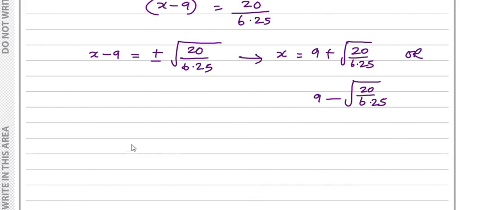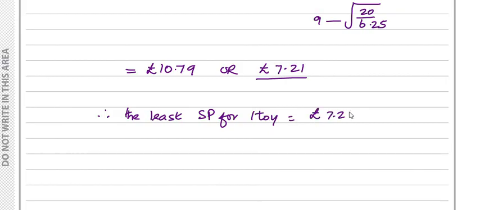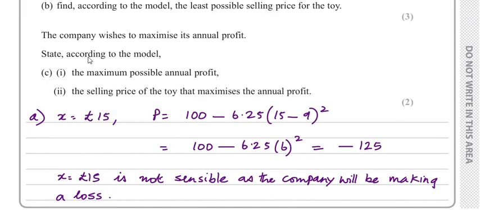Putting this into the calculator, we get the value as £10.79 for one price, or the second price is £7.21. As the question is asking what's the least possible price, we need to write this one. Therefore, the least possible price, least selling price for one toy, is equal to £7.21. Next part of the question.